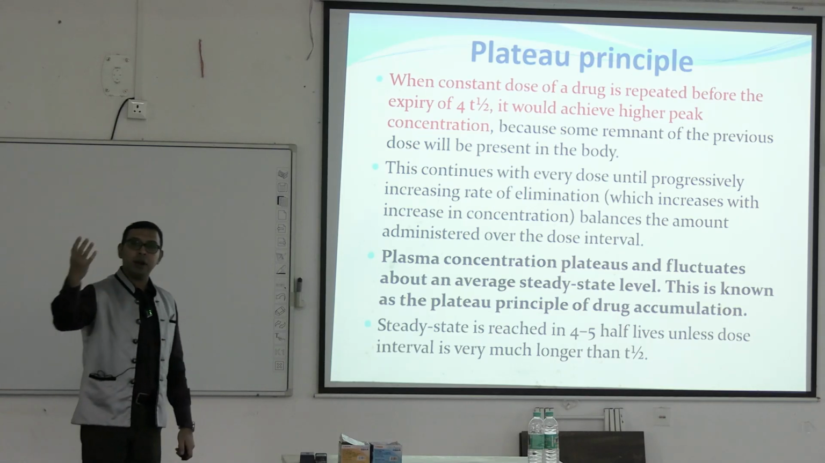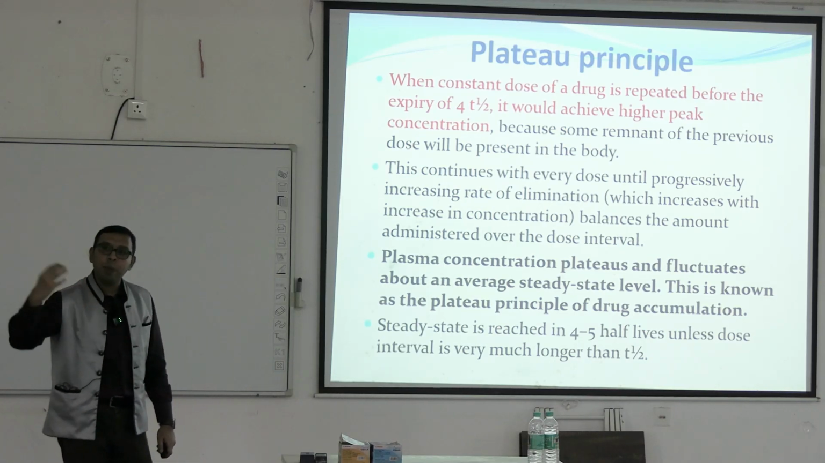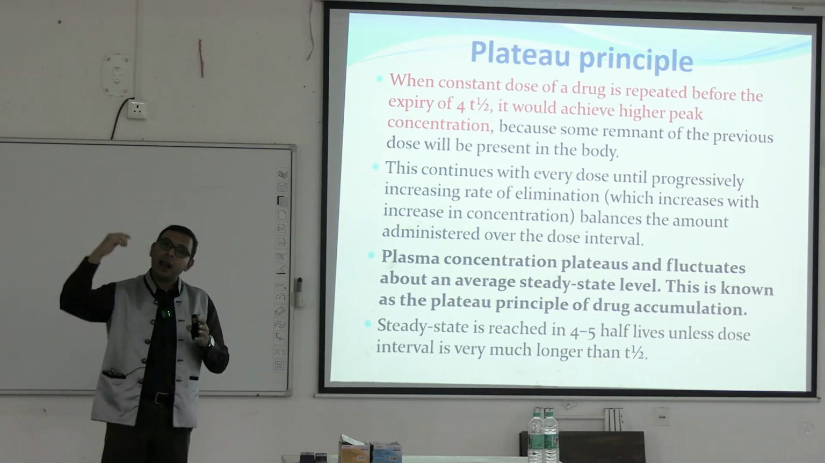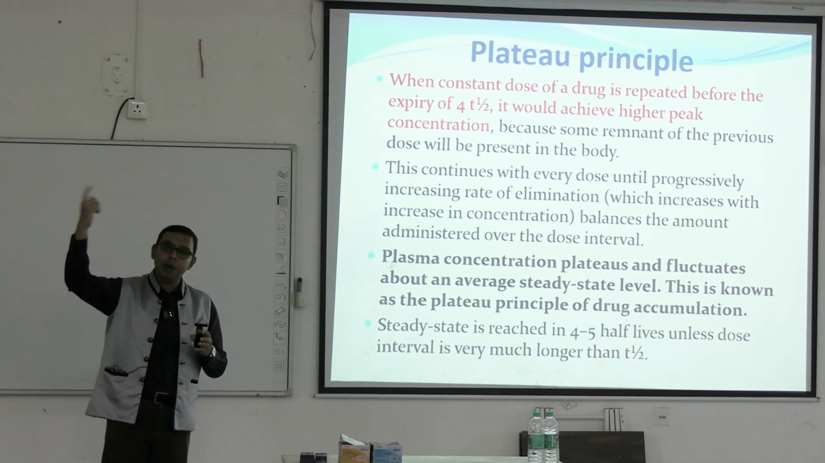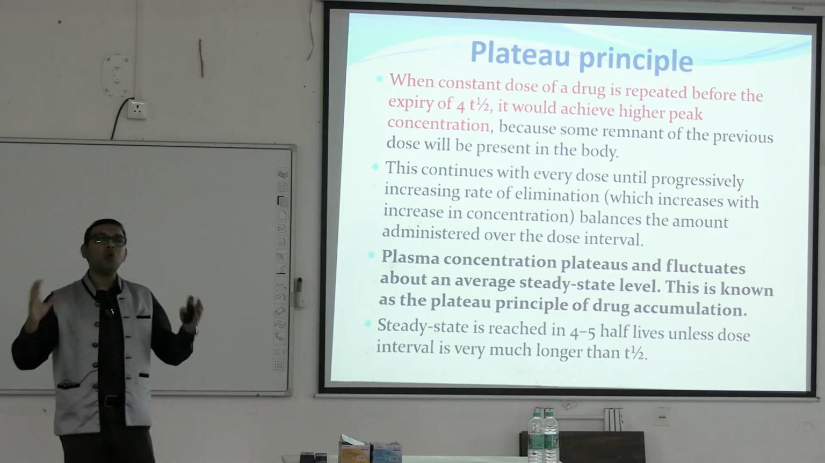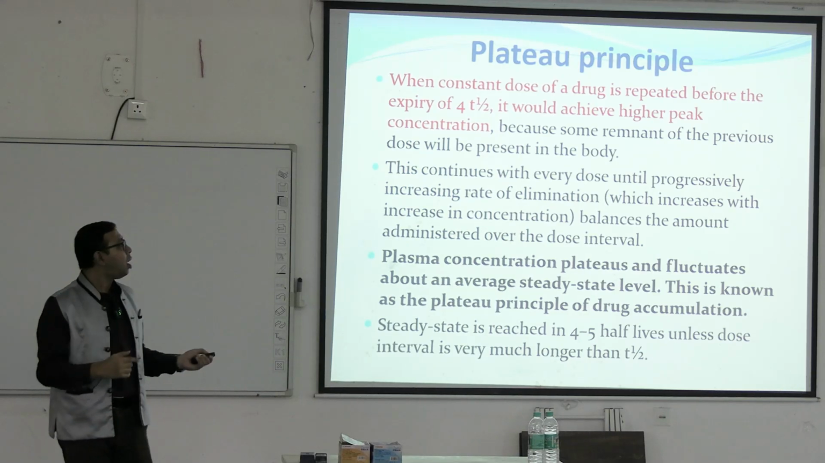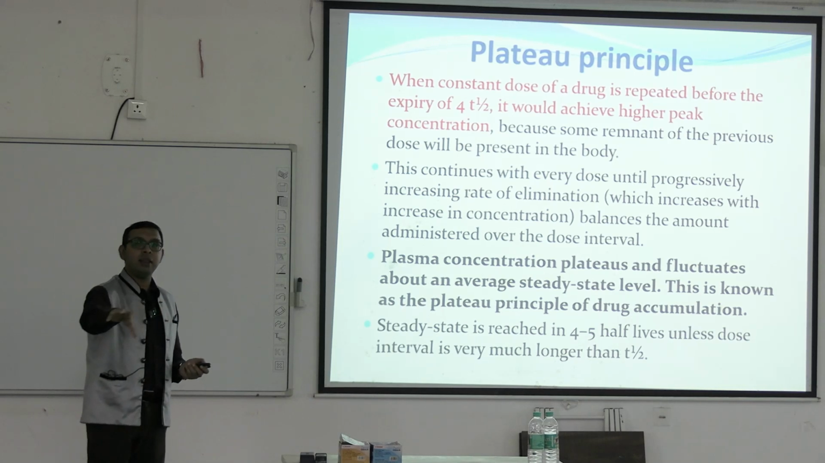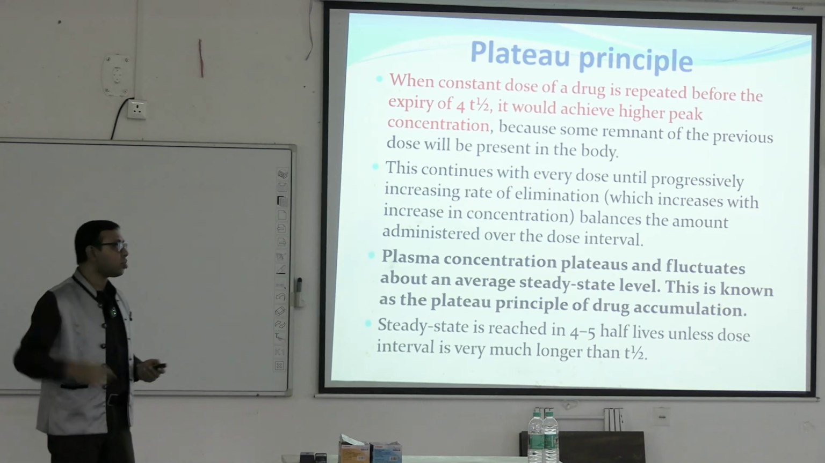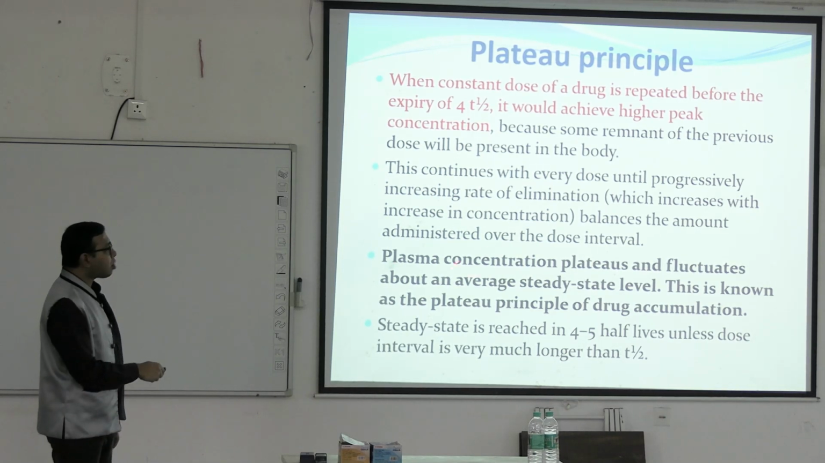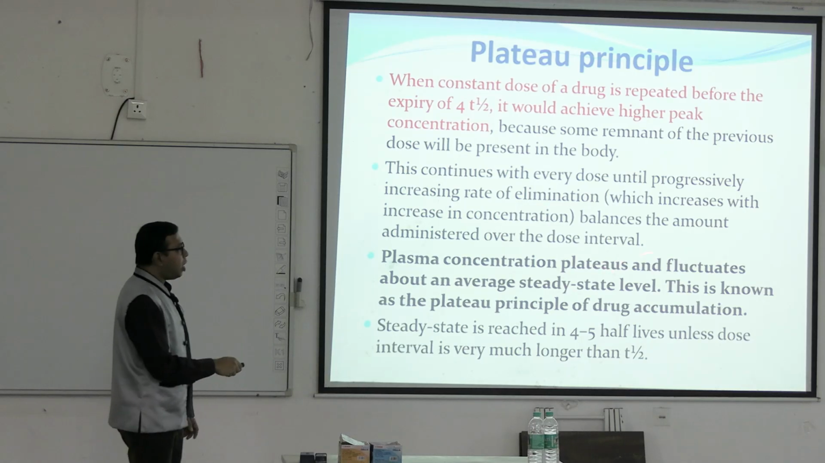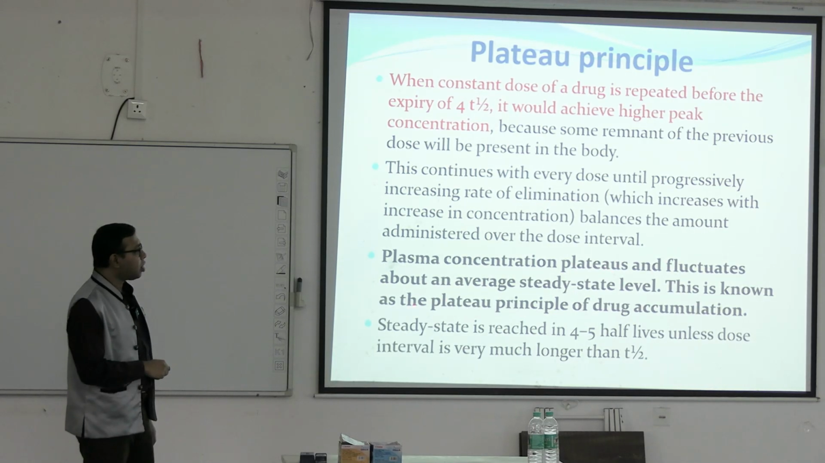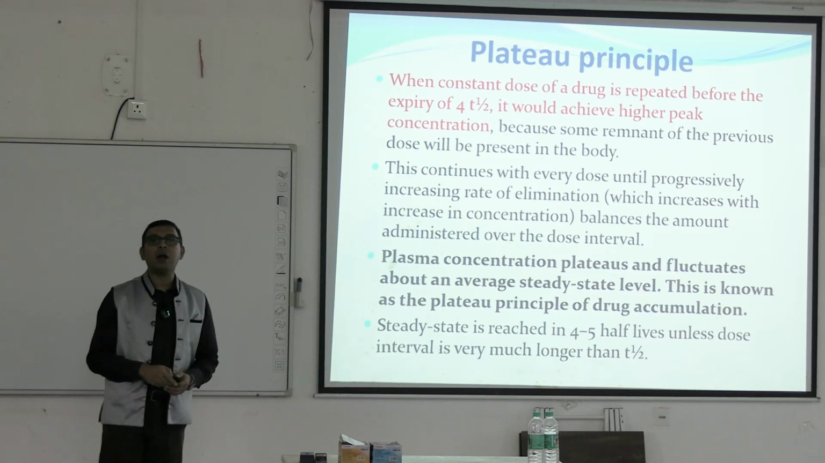For a first order kinetic drug, as concentration increases, the rate of elimination also increases. So ultimately it always tries to balance, and the Plateau principle will be reached. But if the dose is very high, that increased drug elimination will not happen, because there may be saturation of the enzyme or transporter protein, and then saturation kinetics will come. So plasma concentration ultimately plateaus and fluctuates about an average steady state level. This is known as the Plateau principle of drug accumulation.